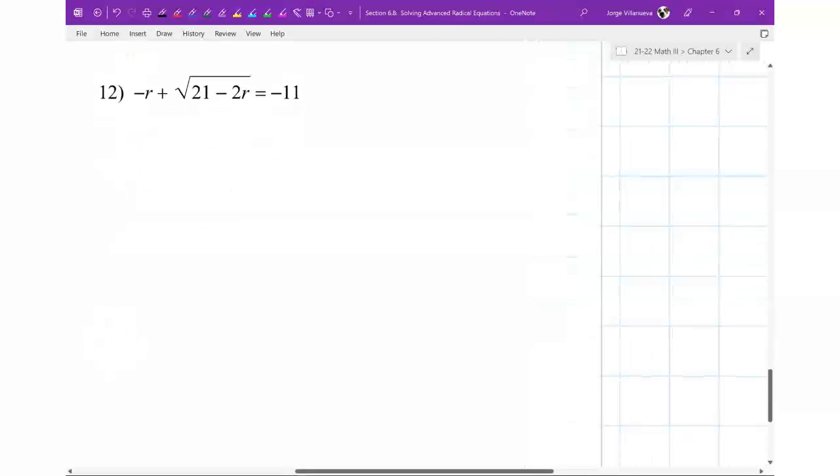Now, number 12, it's not that much harder. It's just you have to move a variable over first, okay? I'm going to move this negative r over there. So this is what it's going to look like. Square root of 21 minus 2r is equal to r minus 11.